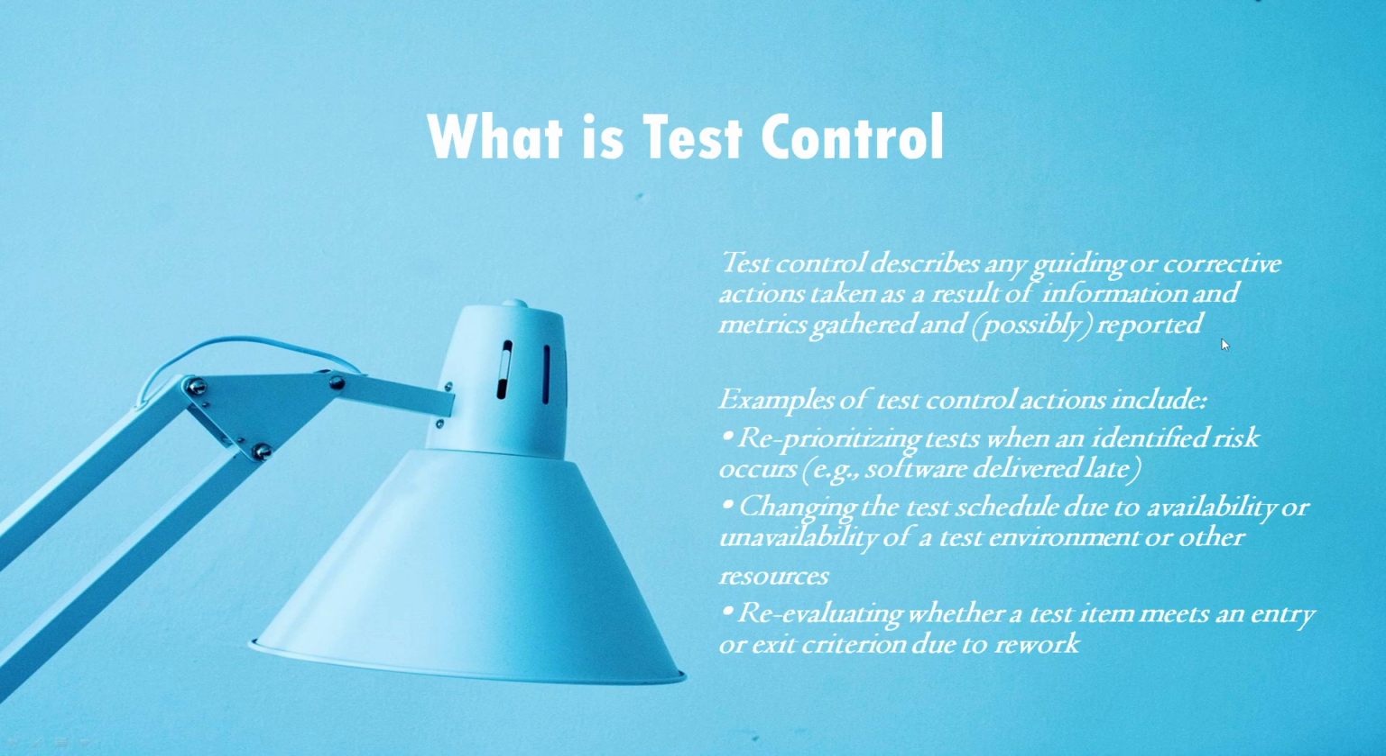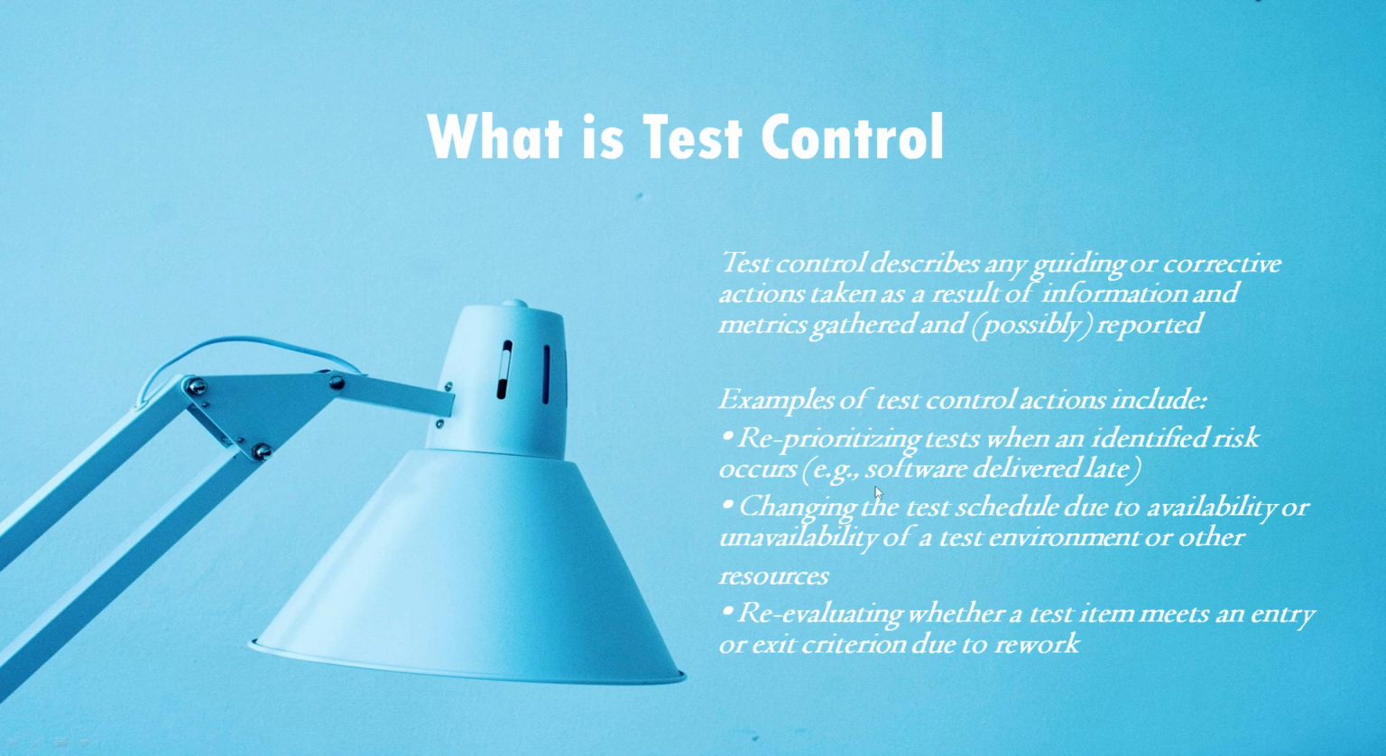For example, we have to complete the work in 3 weeks. Okay, 1.5 weeks is over, but only 20% of the work has been done, and the remaining 80% has to be done in the remaining 1.5 weeks. This is a very common scenario. Now what will you do? Those are the work of a manager or lead to do the control activity. So you need to take a control activity such as reprioritizing the tests when an identified risk occurs.